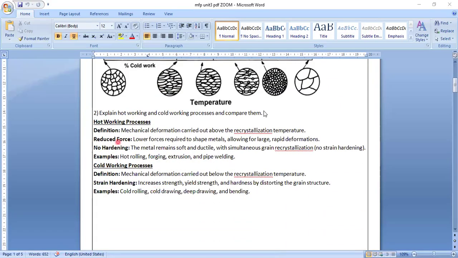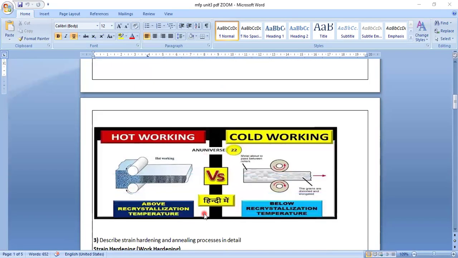Explain the hot working and cold working processes. The second question is to compare them. So what is hot working and cold working? Below the recrystallization temperature, say the recrystallization temperature is 720 degrees, if a metal undergoes deformation of its grain structure, it is called cold working. Above 720 degrees centigrade, above the recrystallization temperature, it is undergoing a hot working process.